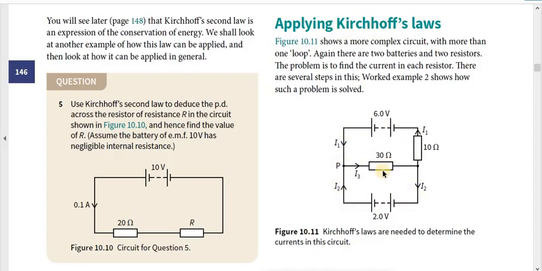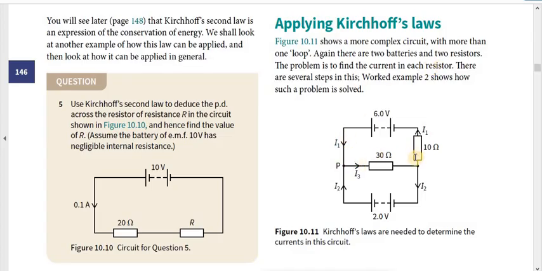We have a loop here, we have a loop here, and we have a third loop there, which is the biggest loop. And over here we have two batteries, a 6-volt battery and a 2-volt battery. They are connected again with the same terminals facing each other. You can see positive facing positive, negative facing negative. Okay, let's go through this. The figure shows a more complex circuit with more than one loop. Again, there are two batteries and two resistors. The problem is to find the current in each resistor.